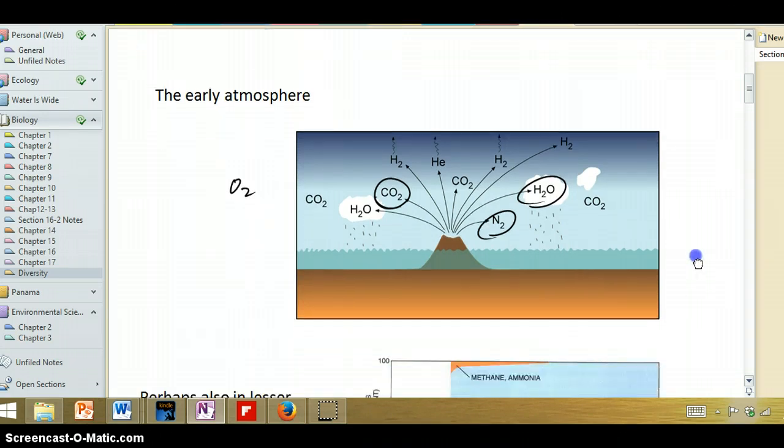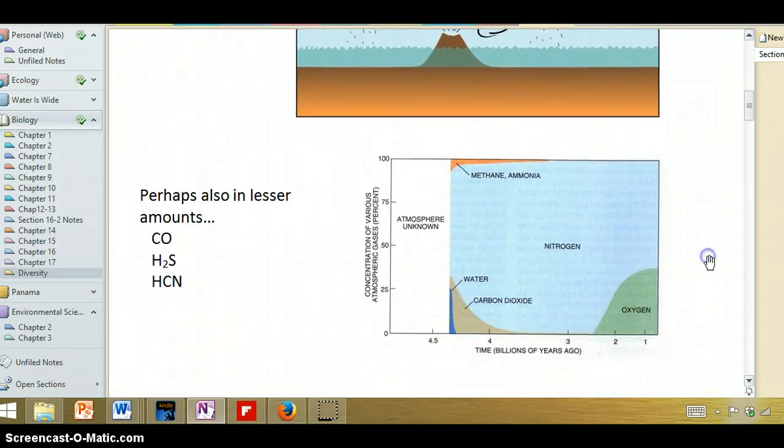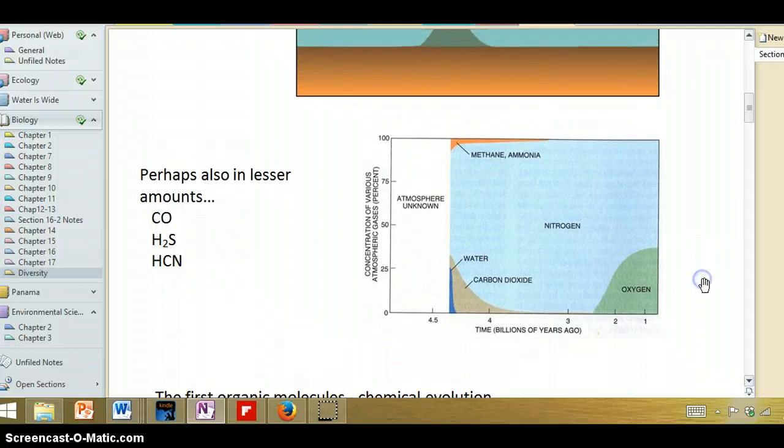And like I said, a lot of the Earth's atmosphere was water vapor, but as the Earth cooled, that water vapor condensed, and you got the formation of the Earth's oceans. So here's another graphic showing that, again, early on, a lot of water vapor in the atmosphere, carbon dioxide, a little bit of methane, and a lot of nitrogen, but no oxygen. Also, perhaps to a lesser extent, you had some carbon monoxide, some hydrogen sulfide, and some hydrogen cyanide. So indeed, the early Earth was not terribly hospitable to living things, particularly life as we know it today.